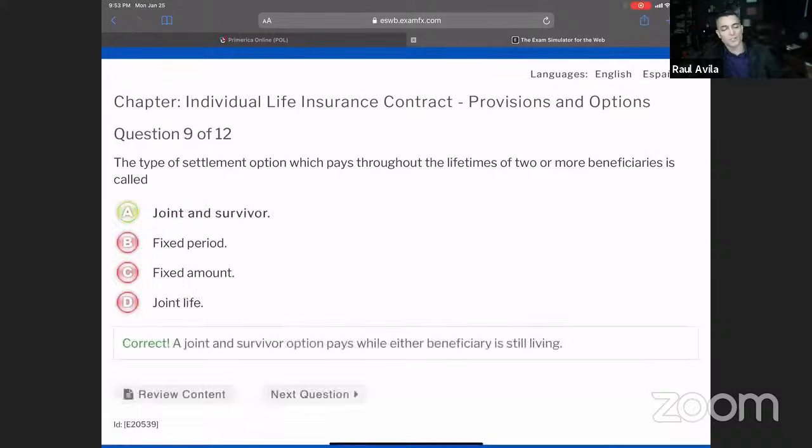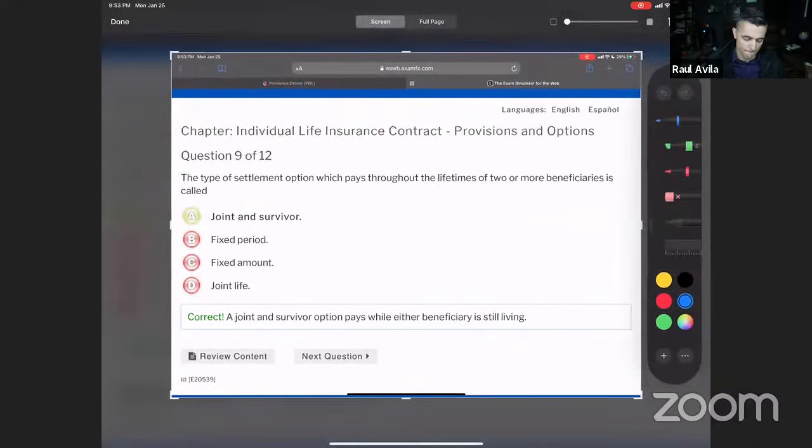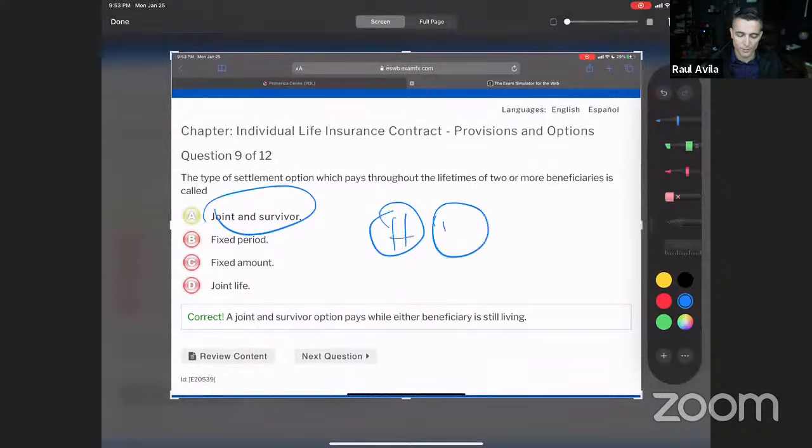So yes, the answer is definitely A, because it pays not only the first one to die, but the second to die as well. Remember, survivorship life is second to die. Oh, the joint life only pays the one, right? And then it just expires or cancels. Here's husband and here's wife.